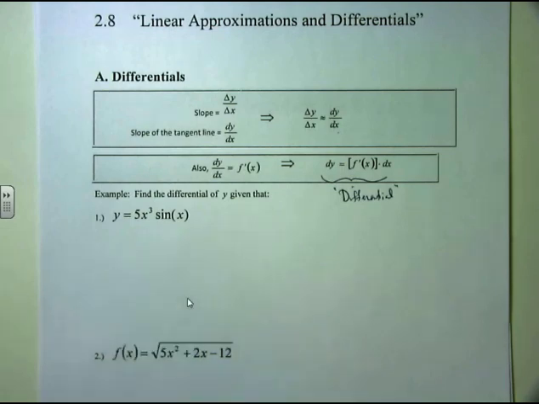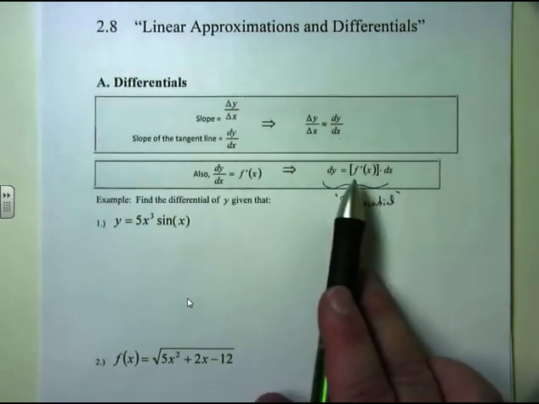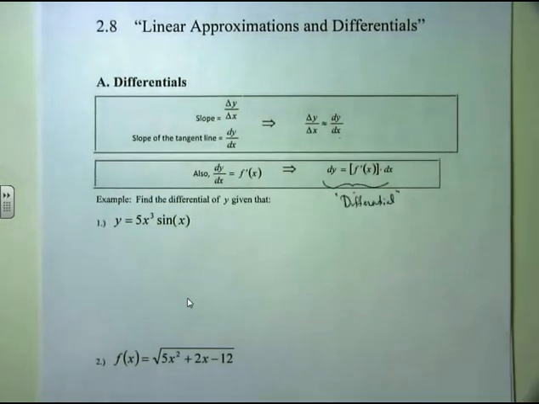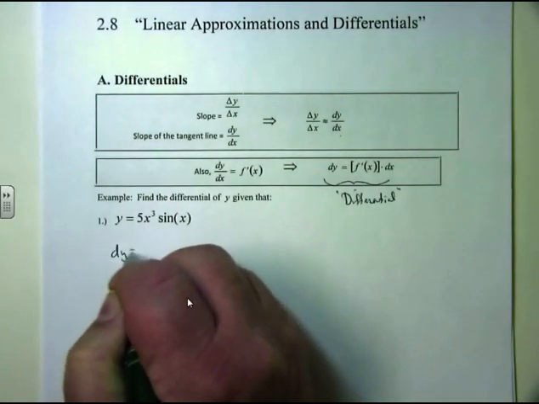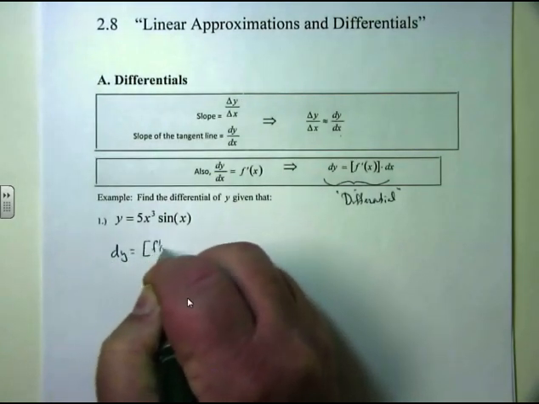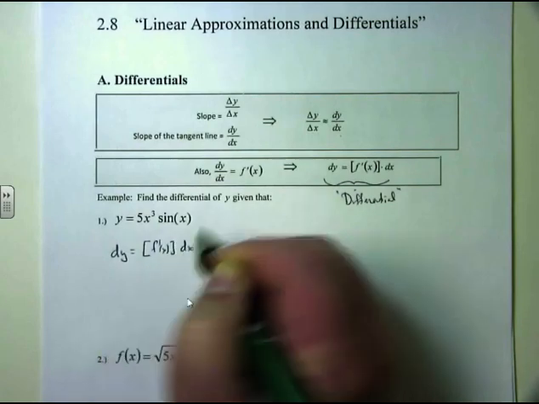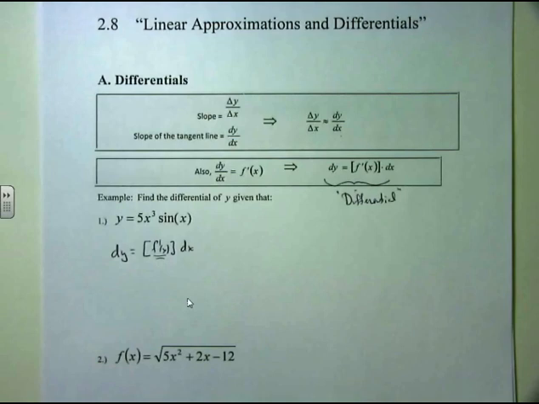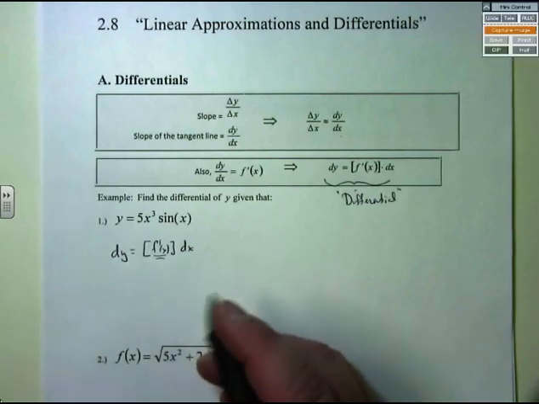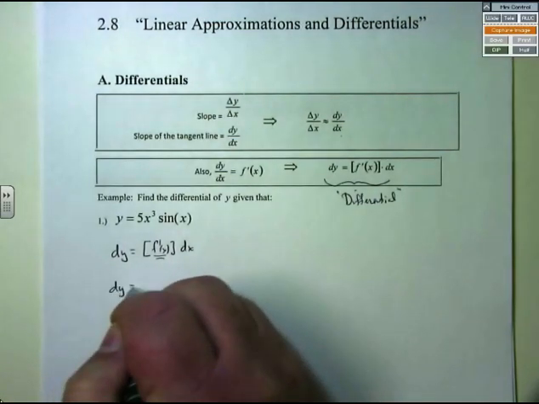So first problem here is this. Find the differential of y given that y equals 5x cubed times the sine of x. Well, they want me to find the differential. Here's my formula for the differential. So here we go. dy is equal to the derivative times dx. This is the notation. What I need to do is take the derivative of this.